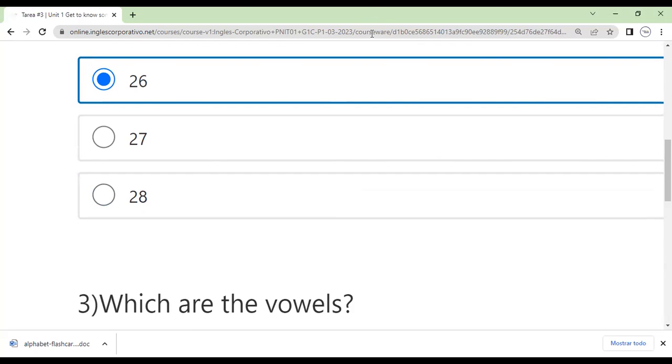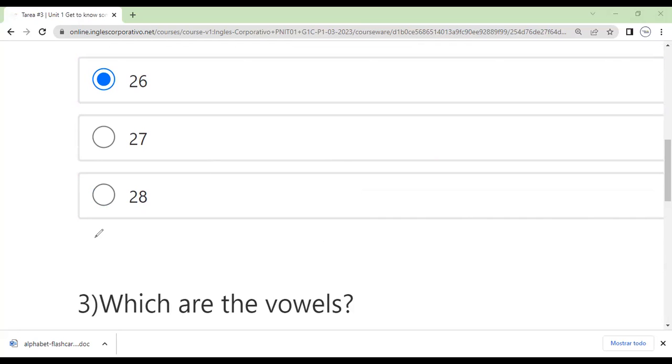Okay, now, which are the vowels, people? ¿Cuáles son las vocales? Díctenmelas, por favor. A, E, I, O, U. All right.